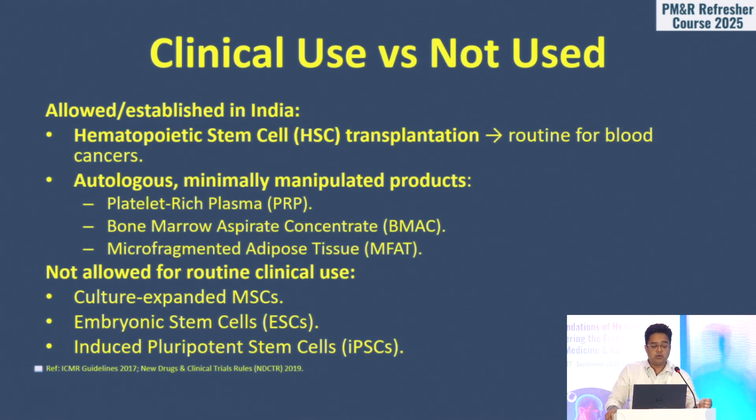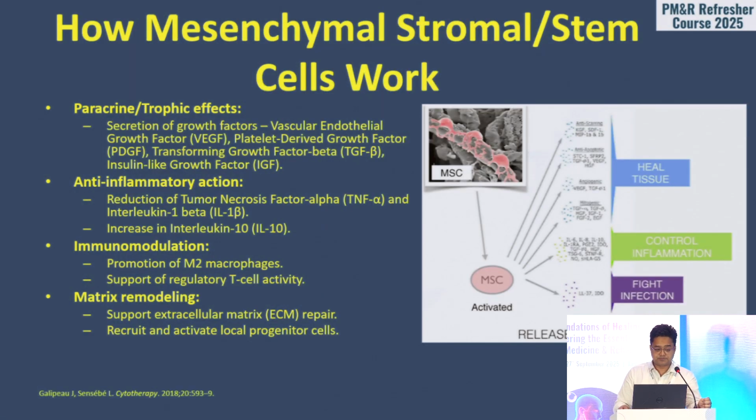What is allowed in India: HSC, hematopoietic stem cells, are routine for blood cancer. Autologous minimally manipulated products like PRP, BMAC, and MFAT are allowed. Not allowed in clinical practice: culture-expanded MSCs, embryonic stem cells, and induced pluripotent stem cells.